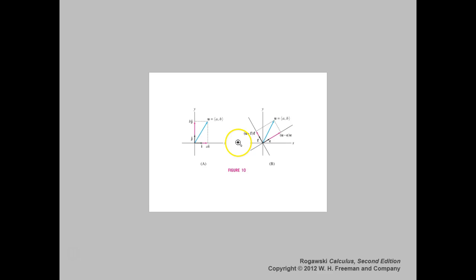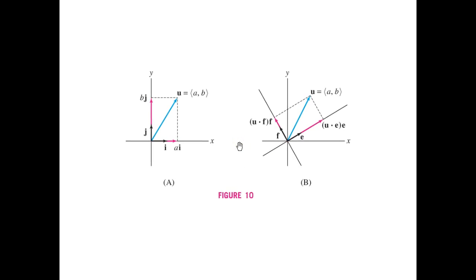This is our graphical insight. It seems we're using the term component in two ways. We say that the vector U has components A and B, okay? On the other hand, U dot E, where E is a unit vector in the direction of E, is called the component vector of U along the vector E, okay?